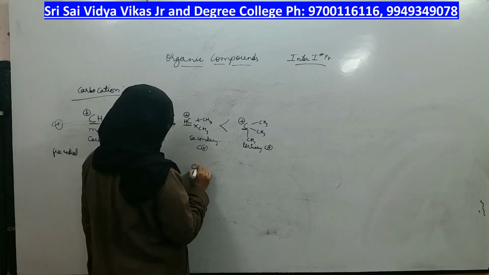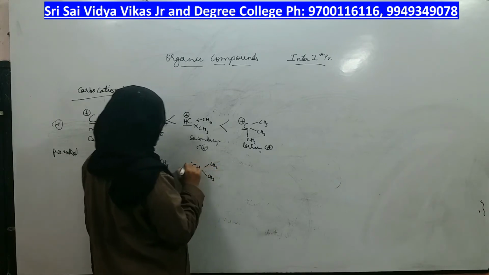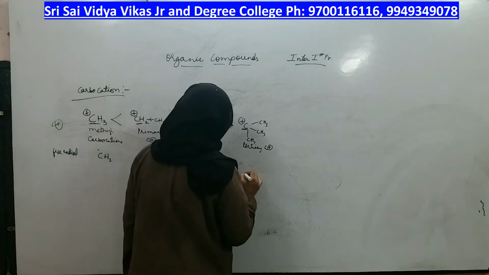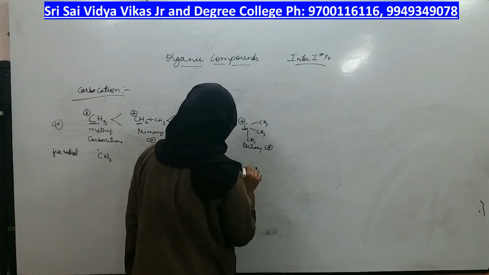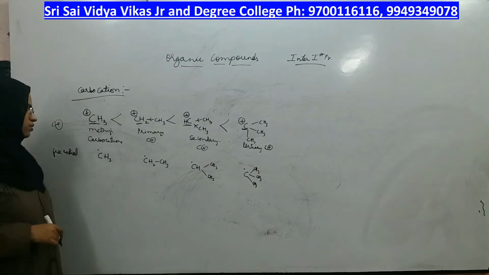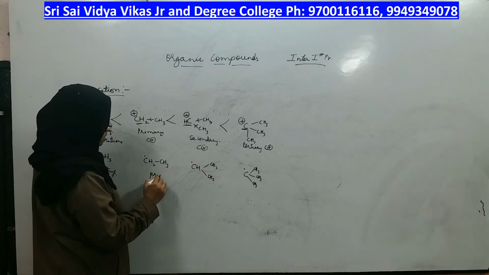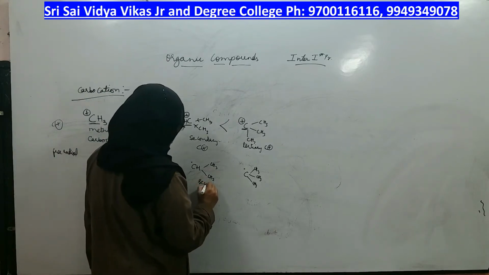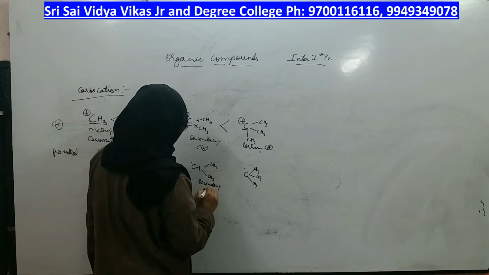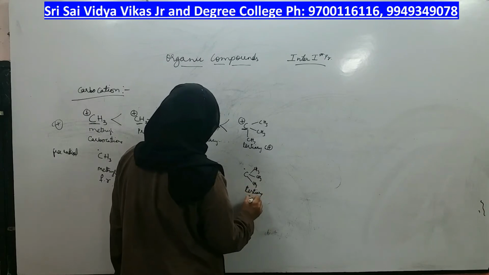Then you have secondary free radical having the same structure but instead of positive charge a dot. Then you have tertiary free radical, same structure but no positive charge, a dot is present, right? Now what is the name of this? Methyl free radical, primary free radical, secondary free radical and tertiary free radical, right?